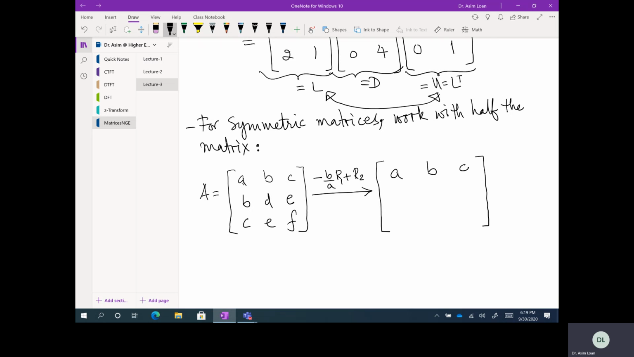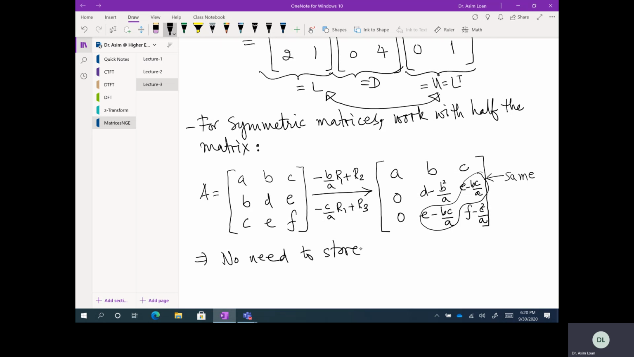a, b, c. This goes to 0. This becomes d minus b square over a. This becomes e minus bc over a. Maybe I write this one as b square over a too, and when I do minus c over a row 1 plus row 3, this is 0. This is e minus bc over a, and this is f minus c square over a. So these are the same. These are the same. So actually no need to store both L and U.